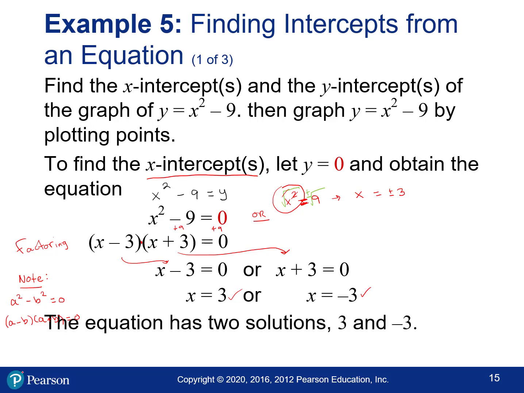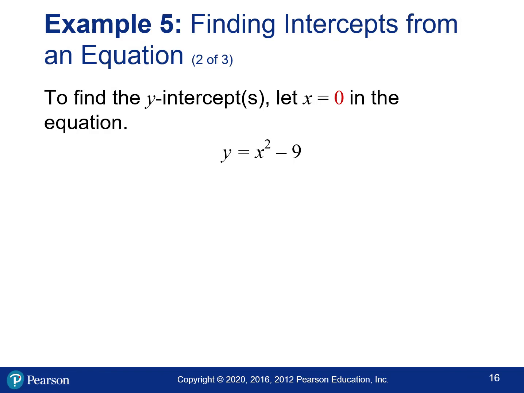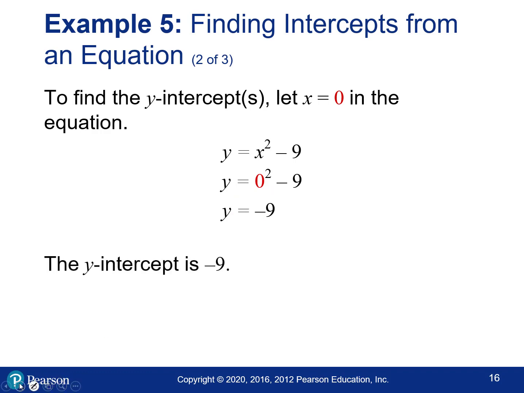So far we have two solutions, which are our x-intercepts. As points, that would be 3, 0 and negative 3, 0. And then our y-intercepts, very much the same process, but now you switch what you let be 0. We let x equal 0 this time. So from our original equation, just plug in a 0 right where there's an x. This one's really quick. y equals negative 9. So our y-intercept is going to be 0, negative 9.